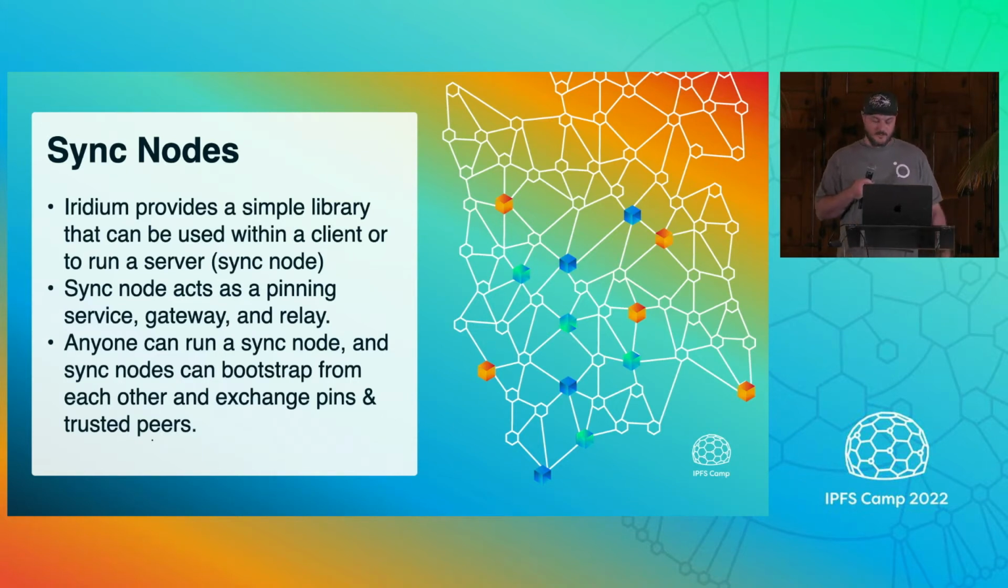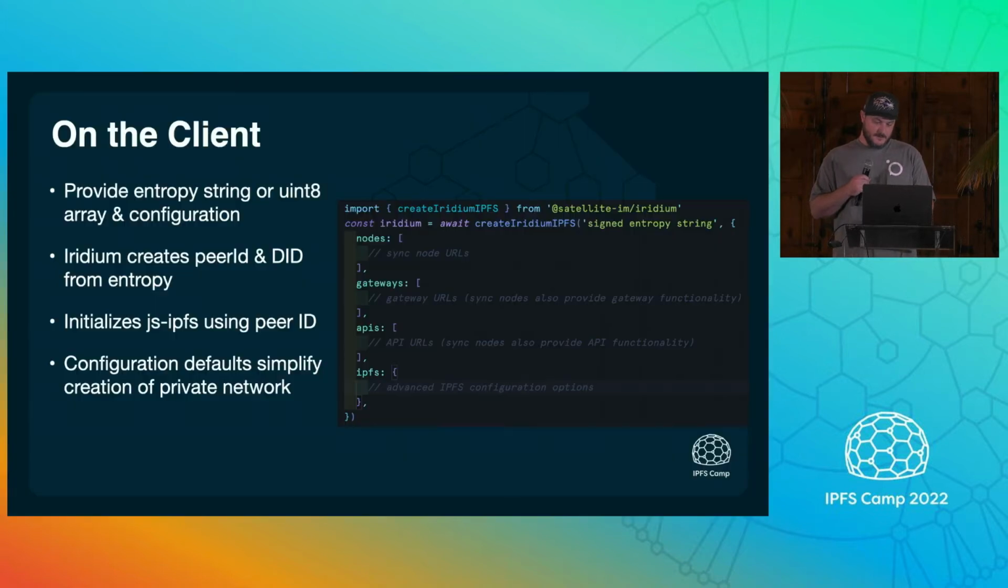They're configured to exchange peers, pins, and other stored information from the user on an interval. So on the client, the user provides us with an entropy string. You can see we have just an example entropy string. Most configurations will probably just consist of a list of nodes, a list of gateways, which by default the nodes will spin up a gateway, but that's optional. A list of APIs, again, optional. And then you can really get into the specifics of configuring your IPFS or libp2p.